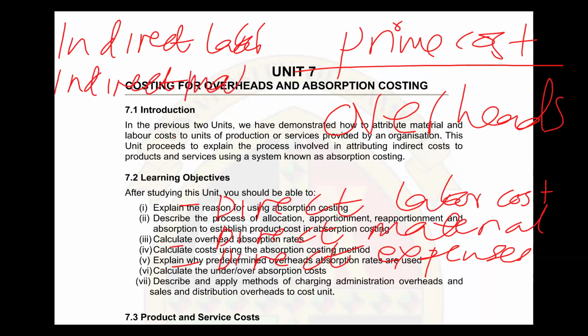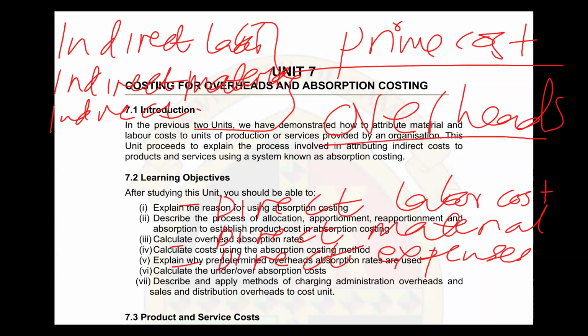So indirect material costs and the indirect expenses. Now, when you bring together all these indirect costs, those costs that you cannot directly attribute to the product that is being produced, being a good or a service, the collective name referring to these indirect costs is called overhead costs. Is that clear now?